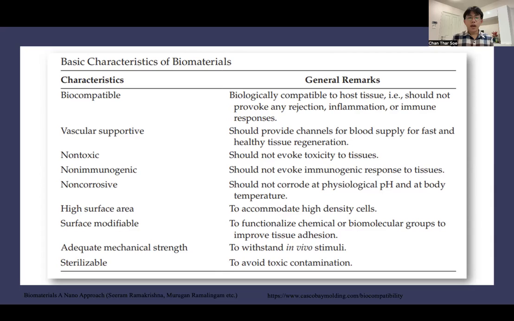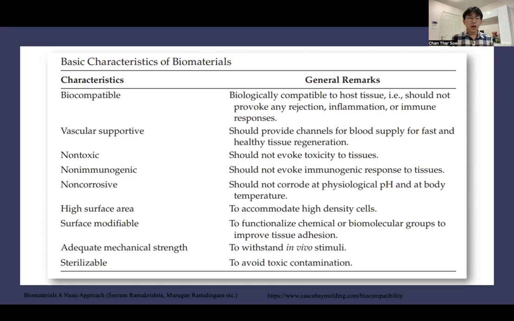Also, if the biomaterial has a high surface area, that is a good point, because we can modify the surface to make it more biocompatible, and also more compatible with biological cells and tissue. Another thing is mechanical strength. This depends on the function of the biomaterial that we are going to use, whether it is for bone replacement, or for functioning or diagnosing in our human body, or something like that.